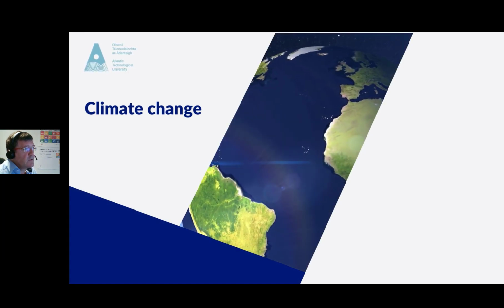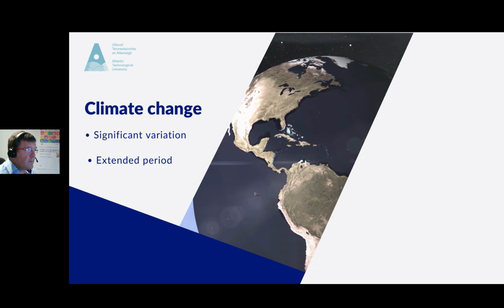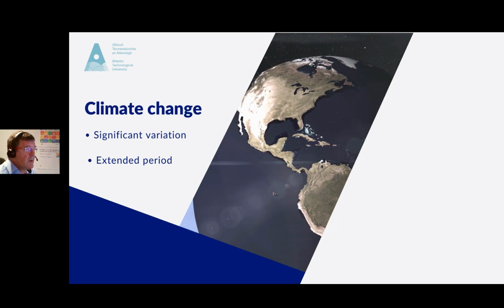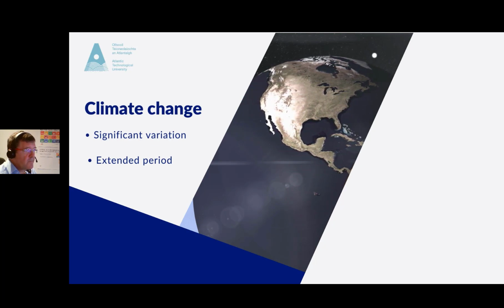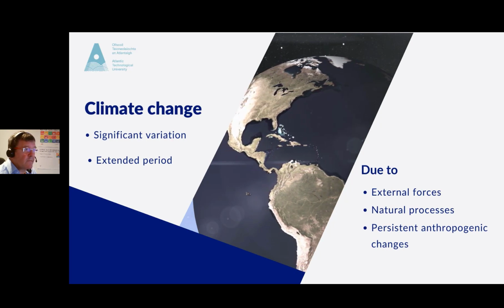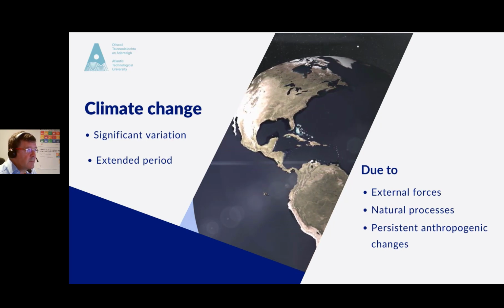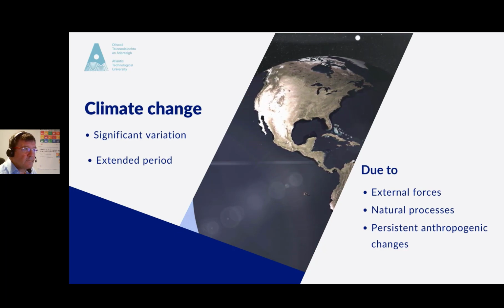Climate change refers to a statistically significant variation in either the mean state of the climate or in its variability, persisting for an extended period, typically a decade or longer. Climate change may be due to natural processes or external forcing, or to persistent anthropogenic changes in the composition of the atmosphere or in land use.